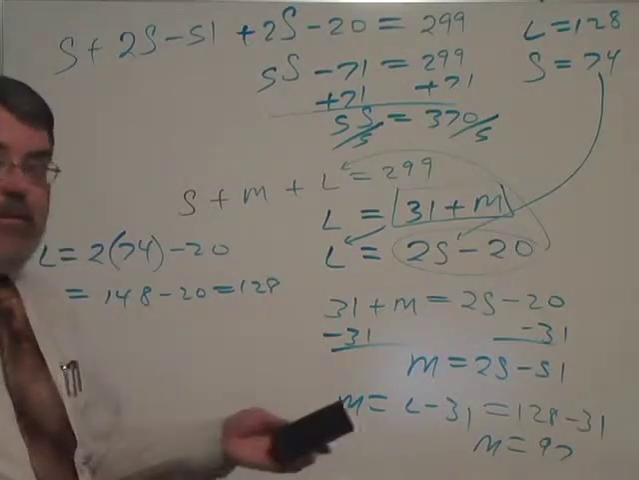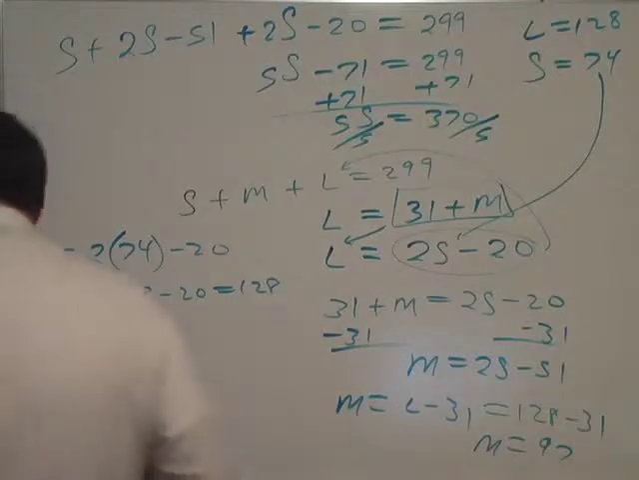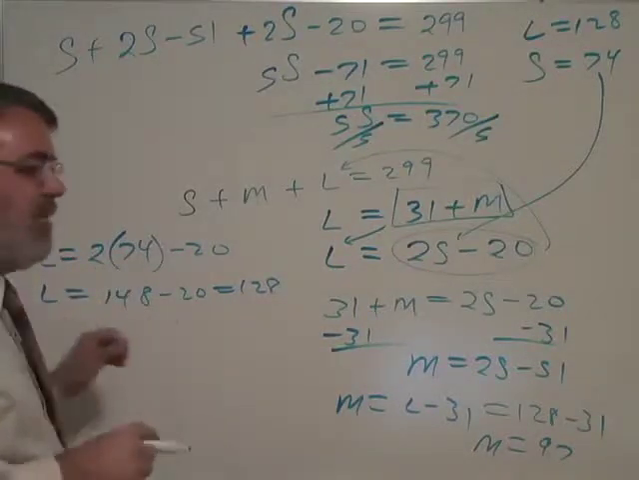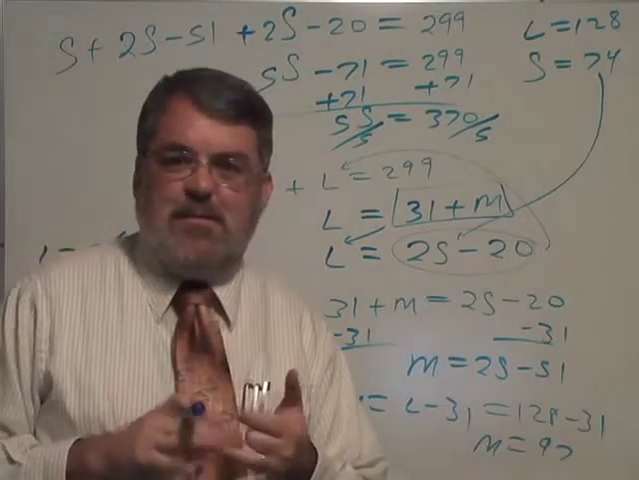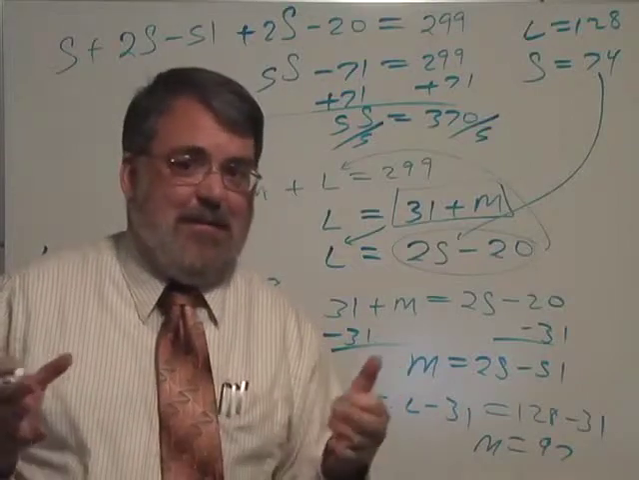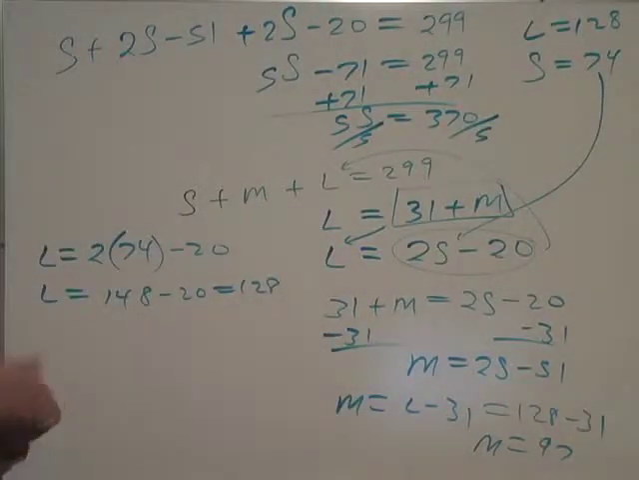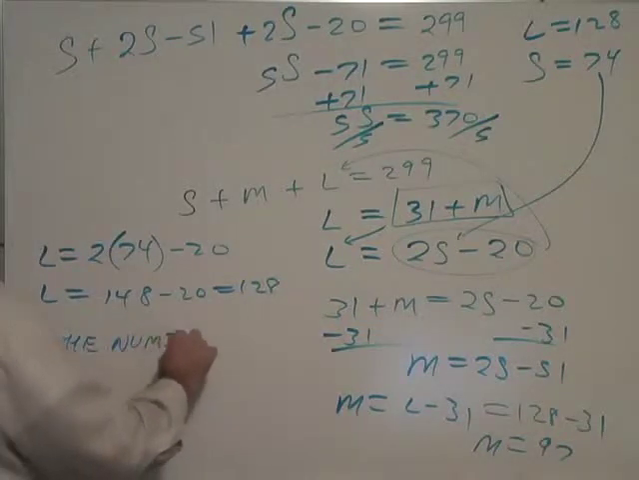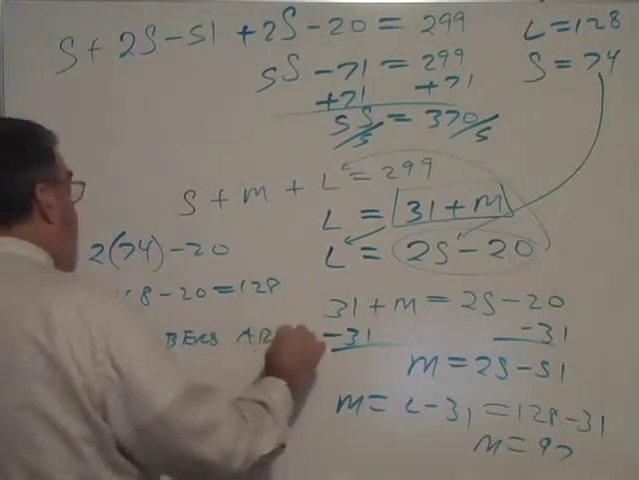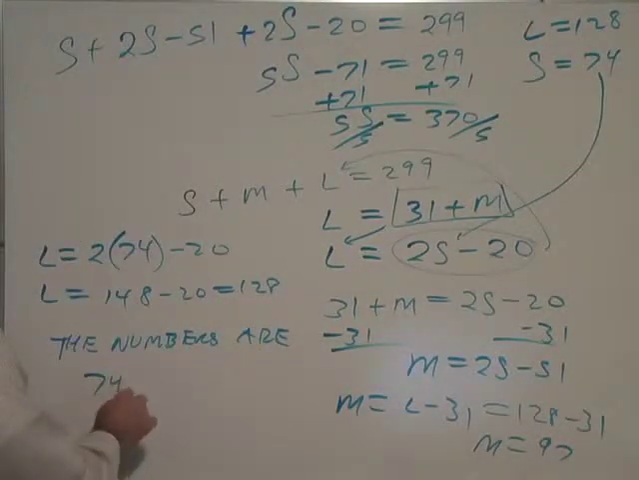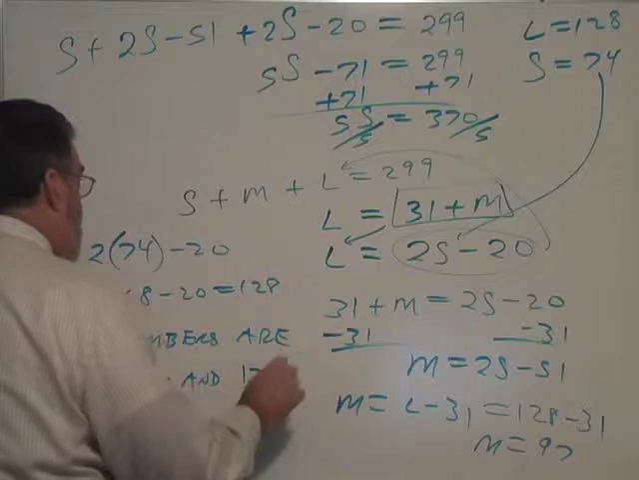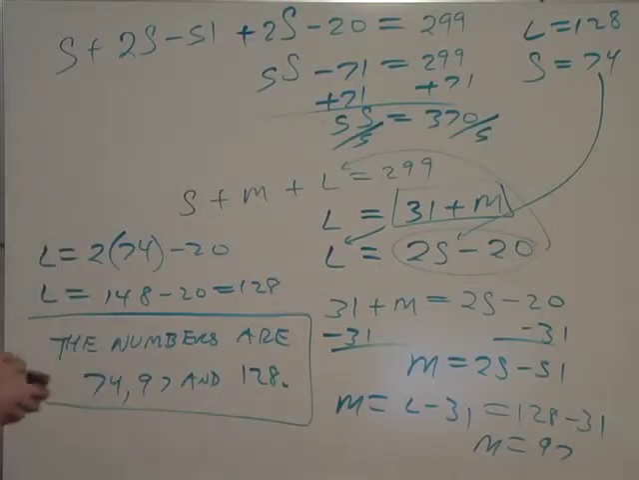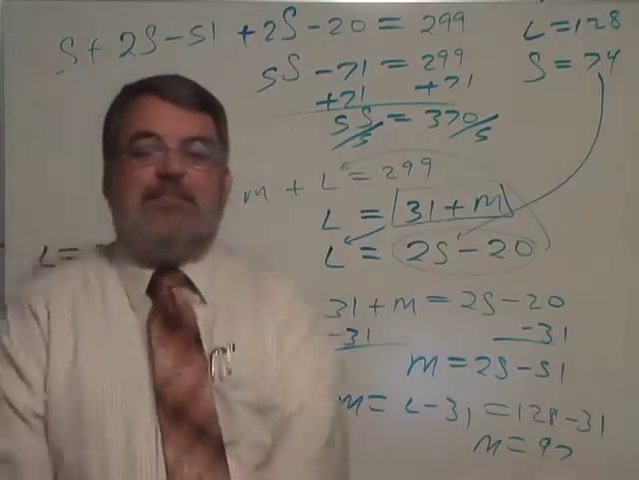The only thing missing, I haven't written the answer, have I? By the way, I've seen this happen a lot. It's not necessary to tell me which is the smallest number, the middle number, and the largest number. I think that's obvious, so don't be too redundant in writing it. Just say the numbers are 74, 97, and 128. All right, so there we go. And that wraps up chapter 3.